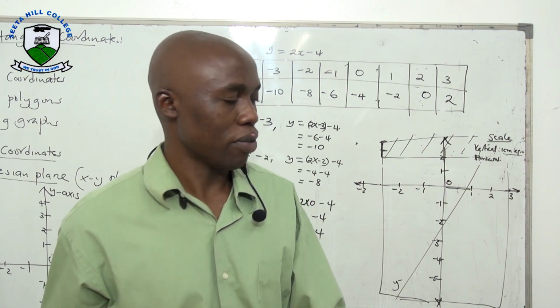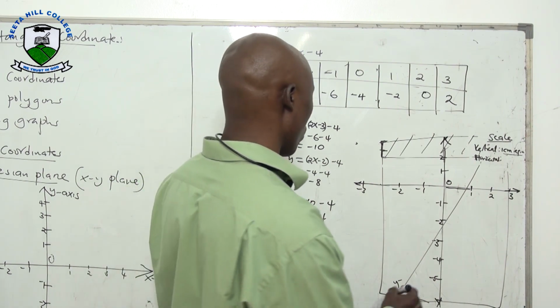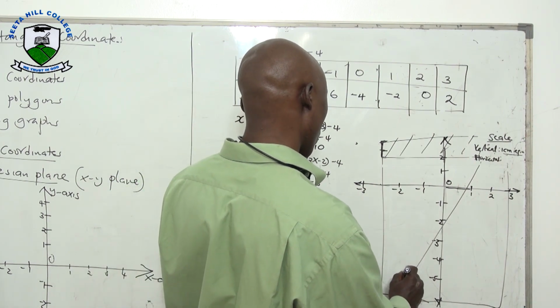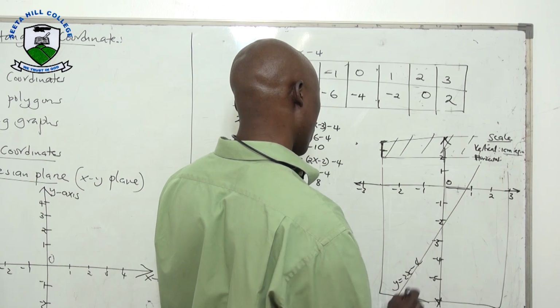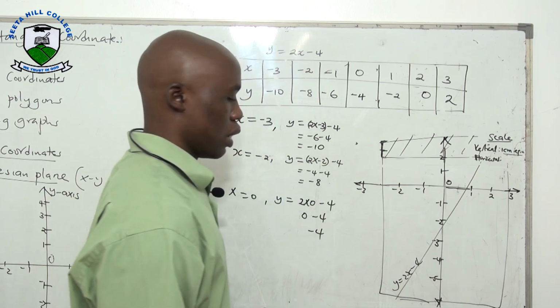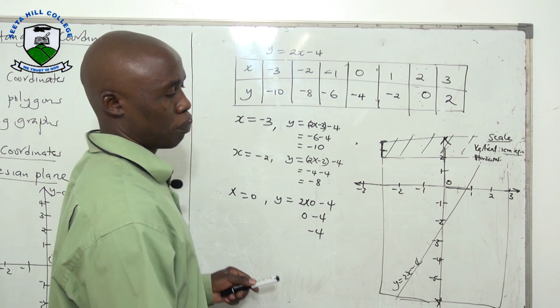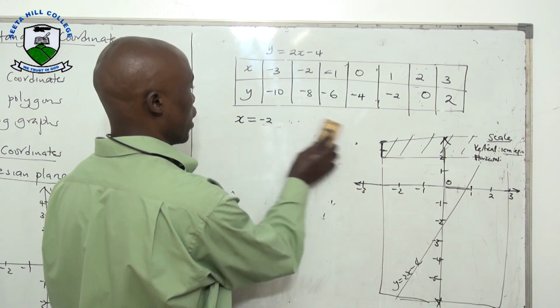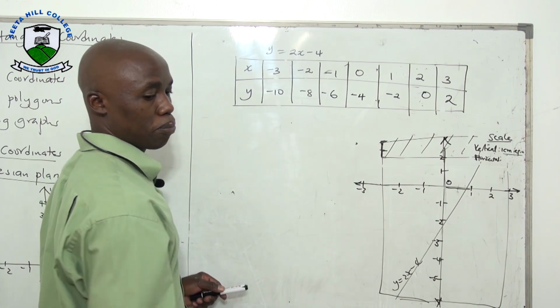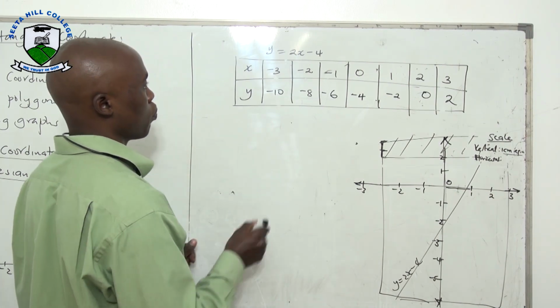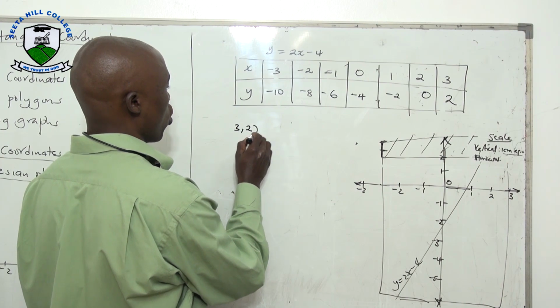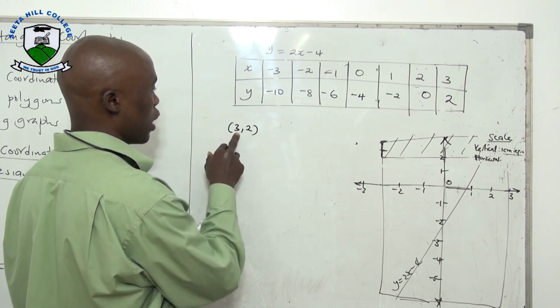Label on the line, what line have you plotted? y is equal to 2x minus 4. Now, the question said in part B to plot, then part C: show that the point 3, 2 lies on the line.